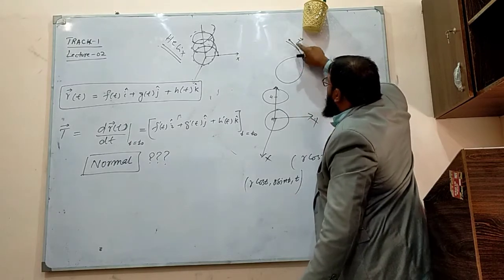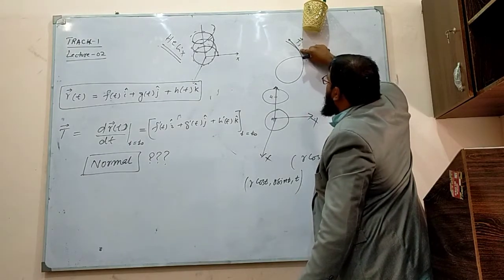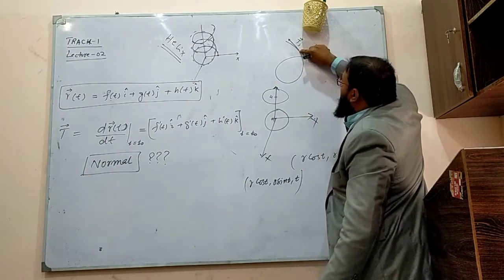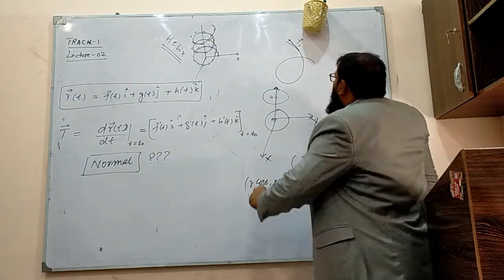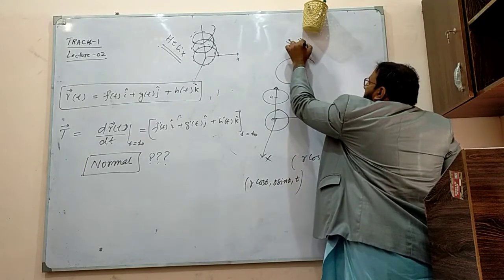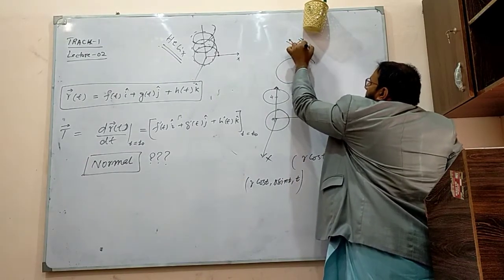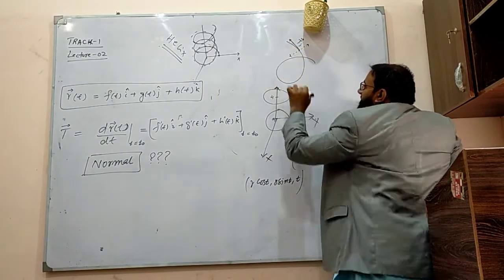If this is a space curve and this is my tangent to it, a vector which is orthogonal to this one is called the normal. But the thing is, what should be the direction of that orthogonality? Either this one or this one.